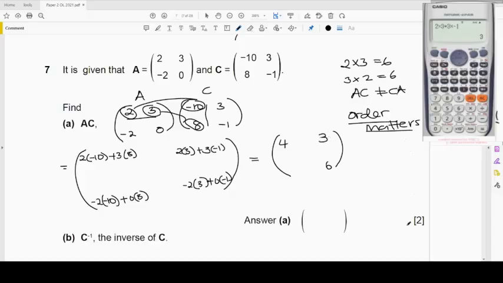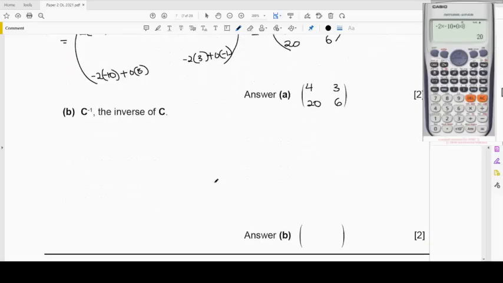And then the last entry, I have negative 2 times negative 10 plus 0 times 8. This is 20. Okay, then you would write your final answer here. So this is 4, 3, 20, and 6.